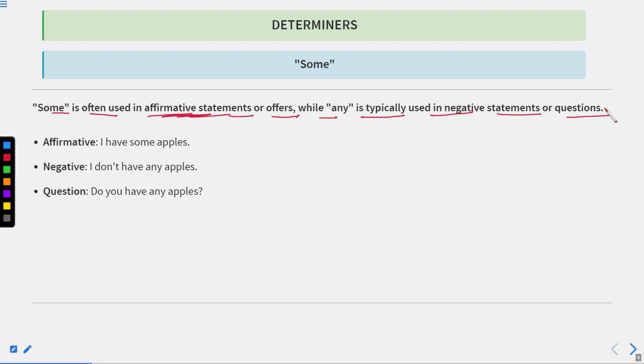But if I say I don't have any money, I do not have any money, I don't have water, I don't have milk, I don't have any food. In the negative sentence, I'm using the word any. I cannot say I don't have some money. I don't have any money. I don't have any apples. So in this manner we can use the word any in negative sentences, but in case of positive sentences we use some.